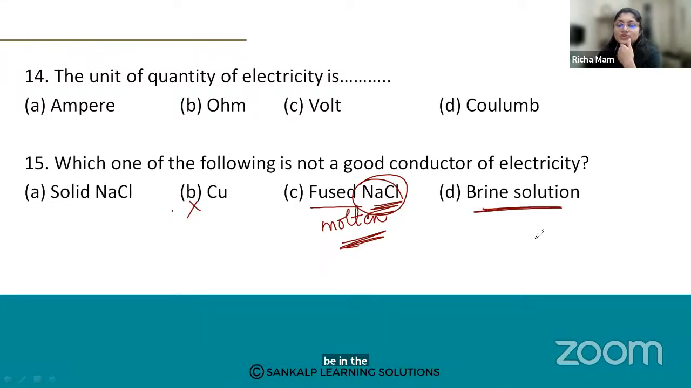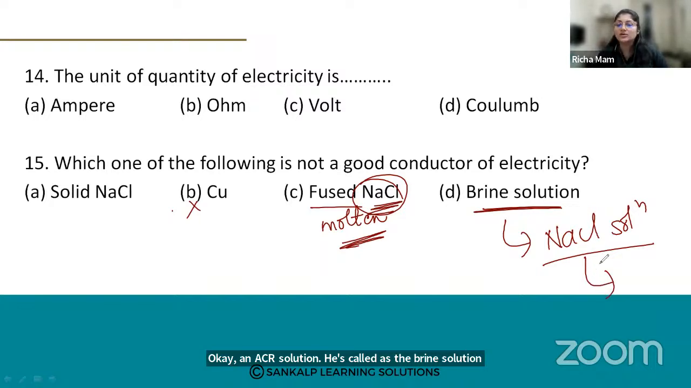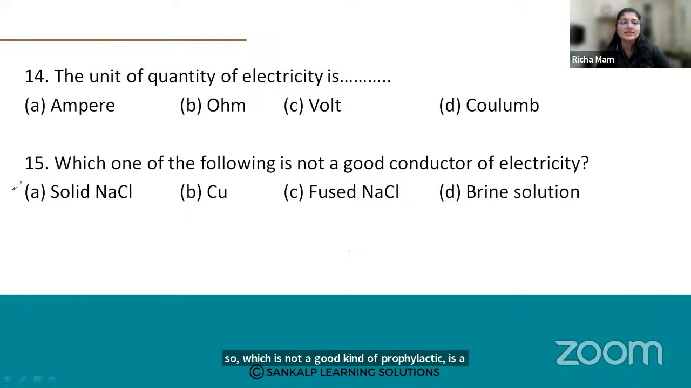Then brine solution is nothing but NaCl solution. NaCl solution is called the brine solution. So this is also an electrical conductor, because of the ions released. Molten NaCl is also a fine conductor. So which is not a good conductor of electricity is solid NaCl. So for your 15th question, the answer is solid NaCl.